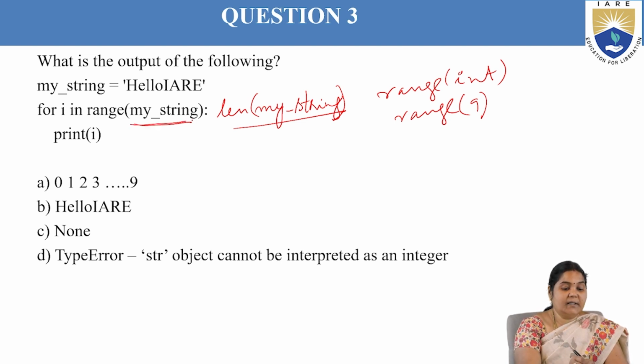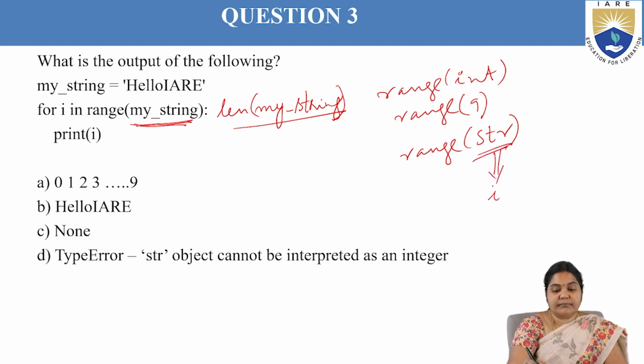But what is the issue here? You are now using range of string. So string object cannot be interpreted as an integer. We need an integer over here. So whether this code is going to give you any output? No, this is not going to give you any output, and it is going to show an error. The error is related to the data type which you have passed to the range function. What is the data type the range function is supposed to take? It is supposed to take an integer, but you have passed a string.